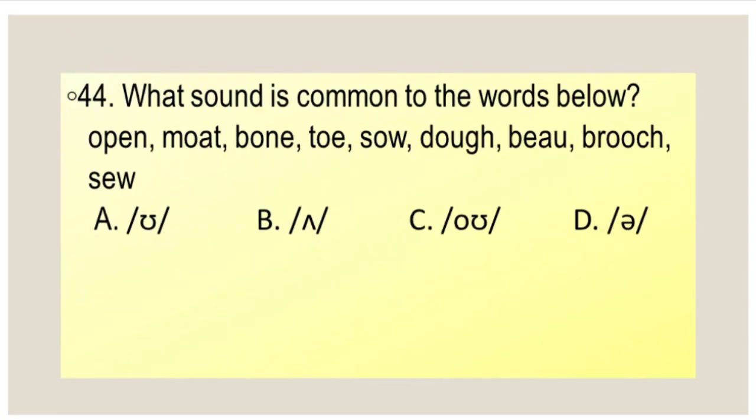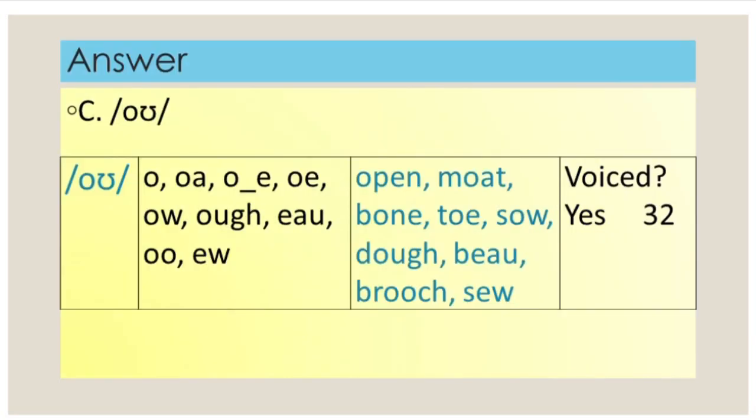What sound is common to the words below? Open, mold, bone, toe, sew, dough, bow, brooch, sew. See the phonemes? A is as in look. B is as in but. C is O as in bow, and D is as in again. Hearing those sounds, it is letter C. Letter C is the O sound.